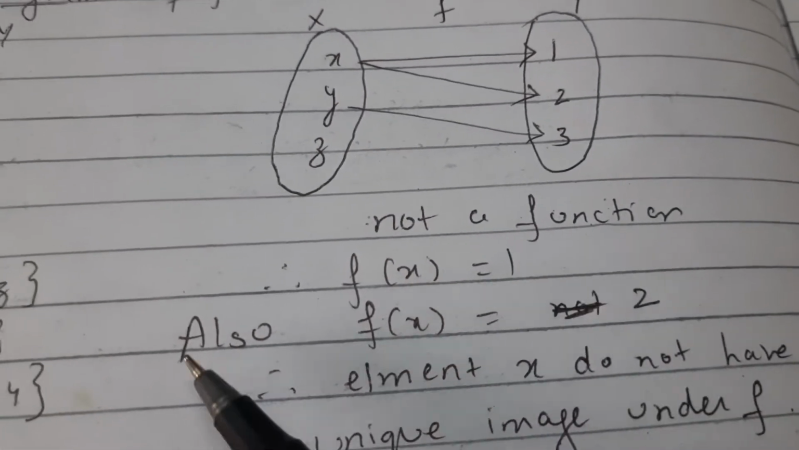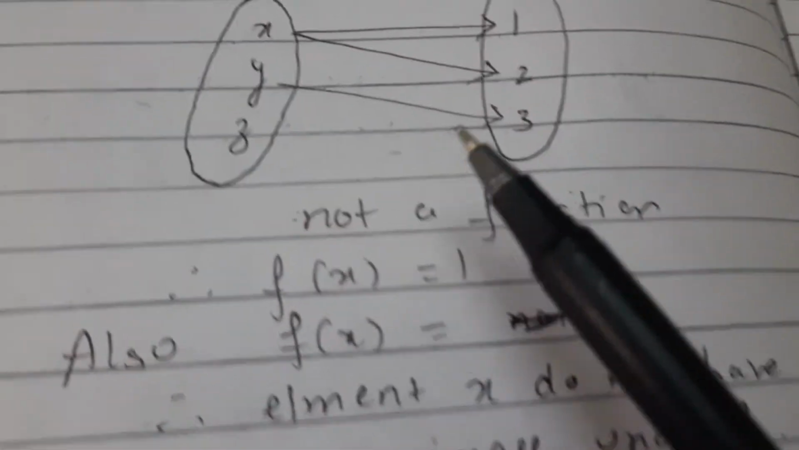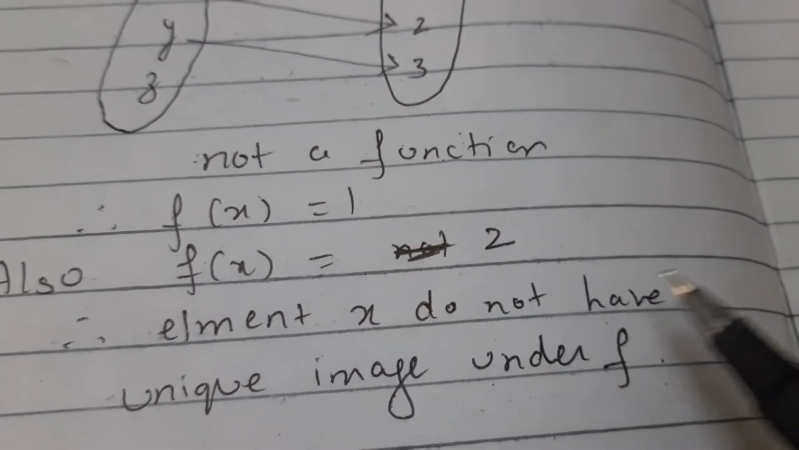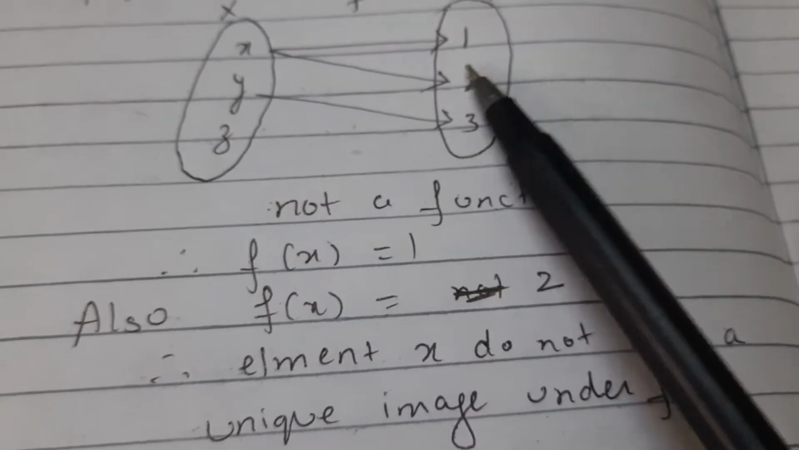F of x is 1, f of x is 2. So this is not a function. Now the function definition says that it should have a unique image. Therefore element x does not have a unique image under f, so it's not a function.